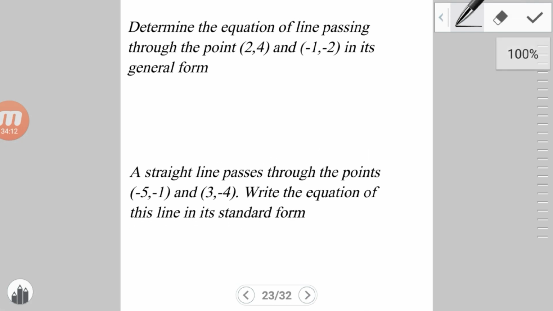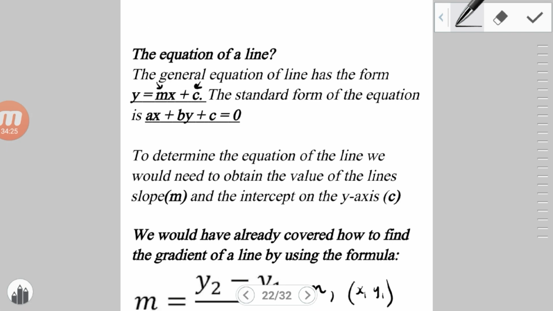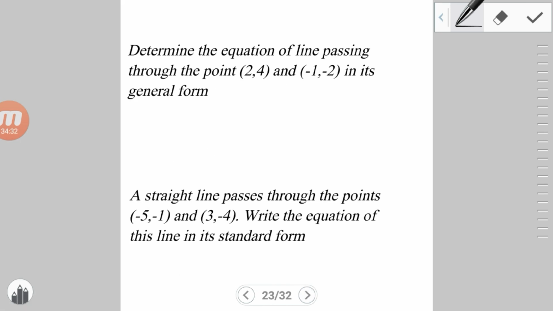All right, now here question number 1 is to determine the equation of the line that is passing through the points (2, 4) and (-1, -2) in its general form. Let's go back to look at its general form. The general equation of a line is y equals mx plus c. So the first thing we need to do is to calculate m. So m is equal to y2 minus y1 divided by x2 minus x1.